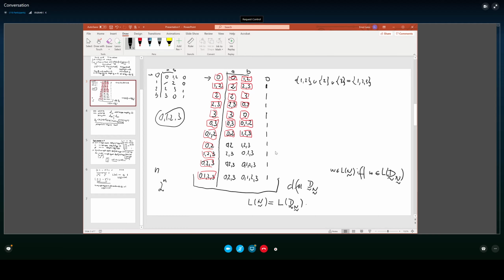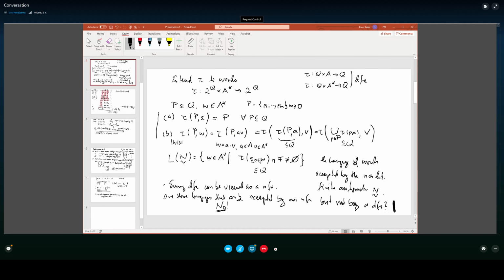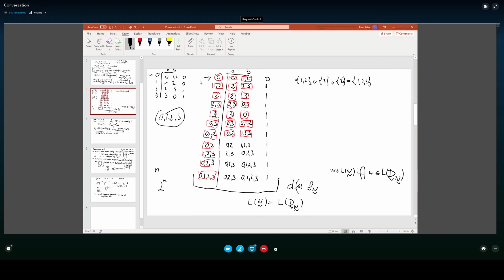Wait, why isn't the first one accepting? Because 0 is rejecting in the NFA. So if you take, well, take the question. That means your W is epsilon. So you have tau of Q sub 0 and epsilon, which is, of course, Q sub 0. And Q sub 0, that's your 0. And the final states are 2 and 3.